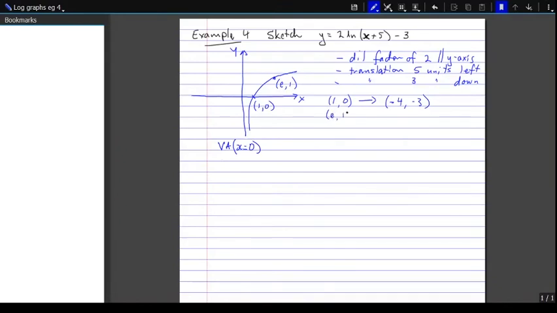Our other point, (e, 1), is going to move. If we think about the dilation factor, that's going to change our y value. And we also need to consider that our y value is changed by the vertical translation as well. So the y value of 1 multiplied by 2 to give 2, and then subtract 3 to give -1. That's our y value, and our x value, e, becomes e minus 5. Our vertical asymptote of x equals 0 is going to shift to the left, so it's going to become x equals -5.